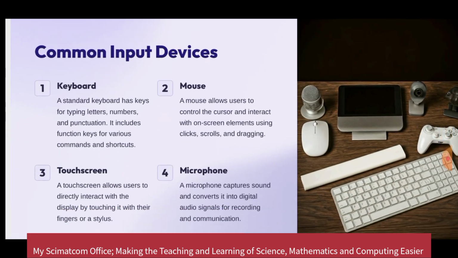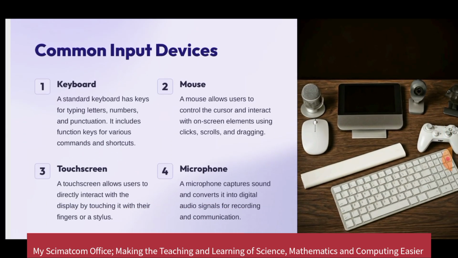Let's look at common input devices that are around, which we often mention or we know. One of them is the keyboard, we have the mouse, we have the touch screen, we have the microphone. The keyboard is a standard keyboard that has keys for typing letters, also numbers, and then punctuations.